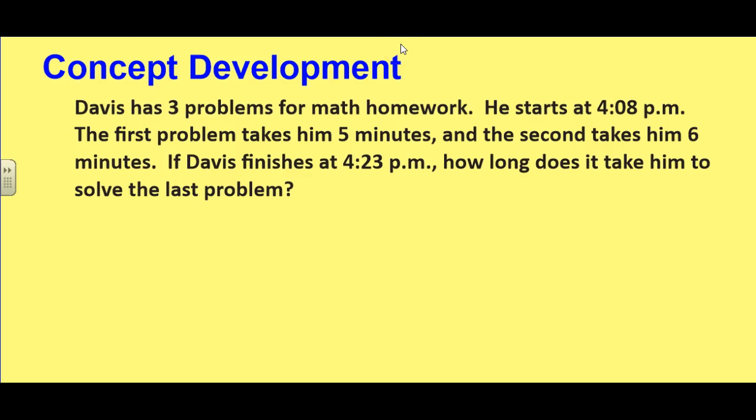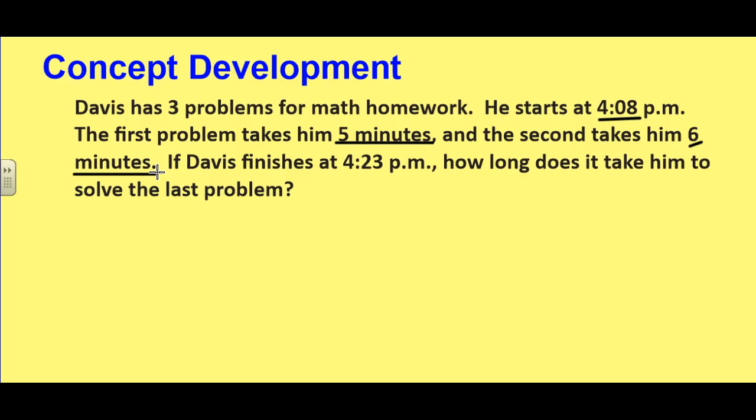Okay, so this one says Davis has 3 problems for math homework. He starts at 4:08, so we know what time he's starting. And then it says the first problem takes him 5 minutes. The second one takes him 6 minutes. And then it says if he finishes at 4:23, how long does it take him to solve the last problem? So this is actually going to take a few different steps because we don't know how long the third problem lasted. That's what we're trying to figure out.